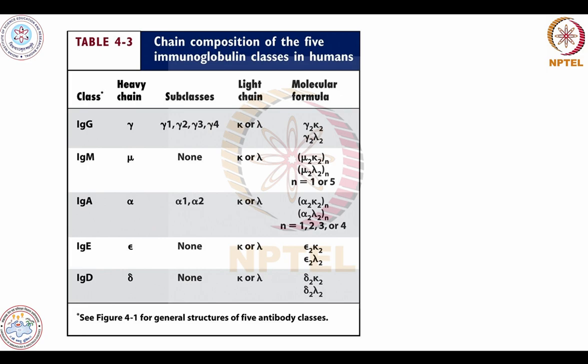IgM, heavy chain mu, subclasses none, light chain kappa or lambda, mu 2 kappa 2 n and mu 2 lambda 2 n, where n equals 1 to 5. So it can be pentameric. IgA, heavy chain alpha, subclasses alpha 1, alpha 2, light chain kappa or lambda. Molecular formula alpha 2 kappa 2 n, alpha 2 lambda 2 n. IgE, epsilon, subclasses none, light chain kappa or lambda, epsilon 2 kappa 2, epsilon 2 lambda 2. IgD, delta, subclasses none, light chain kappa or lambda, delta 2 kappa 2.